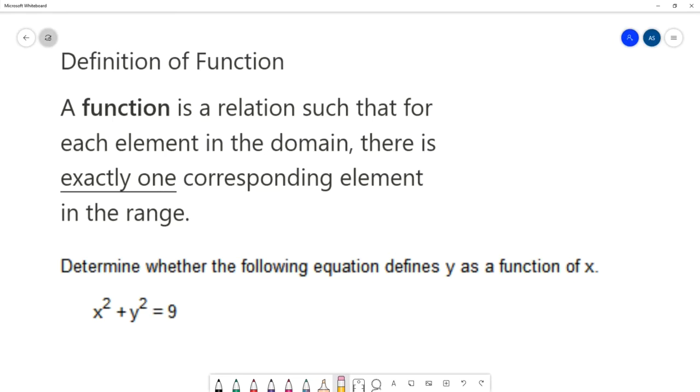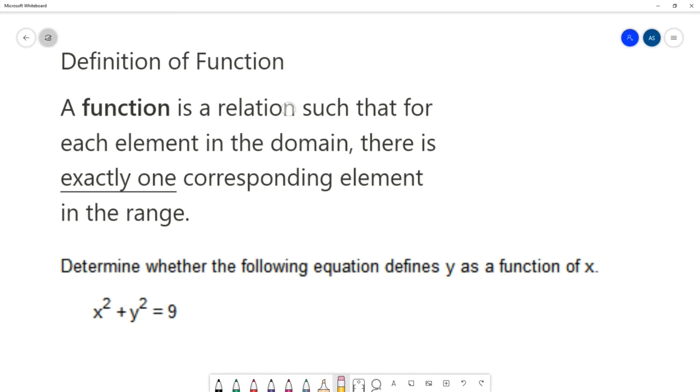So in order to answer this question, we need to know what a function is. A function is a relation such that for each element in the domain, there's exactly one corresponding element in the range. So we definitely have a relation here. X and y are related by this equation. And so we have a relation.